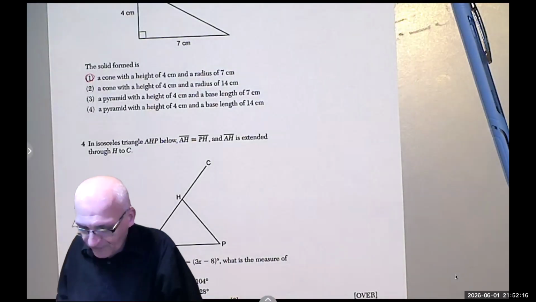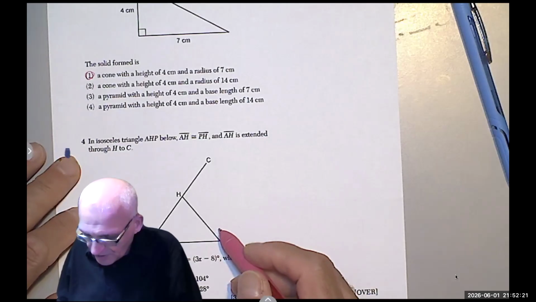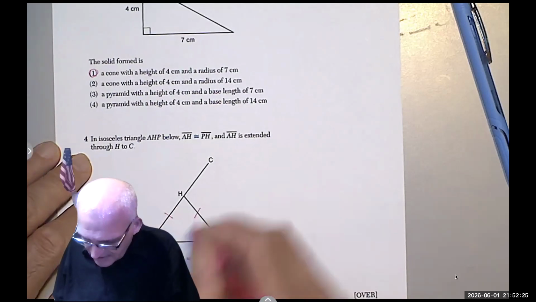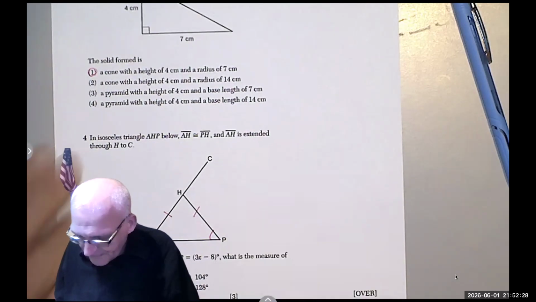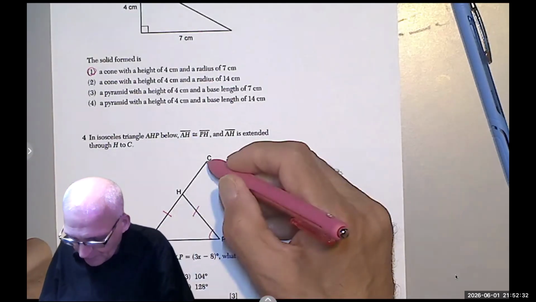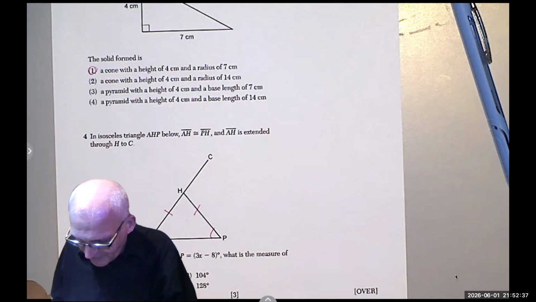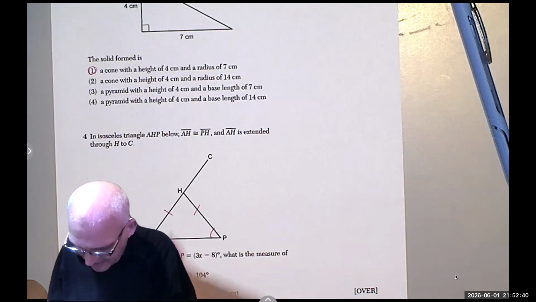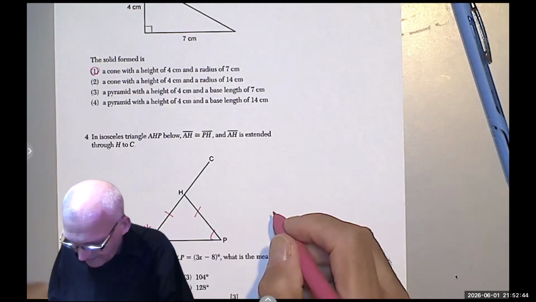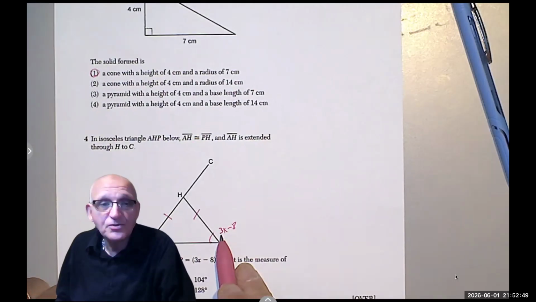When you move to number 4, it says in isosceles triangle AHP below, AH is congruent to PH, which means that this angle equals that angle. Then they extended AH to a point C. They give you that the measure of angle A is 2x plus 12, and of angle P is 3x minus 8. But we know that these two are congruent.